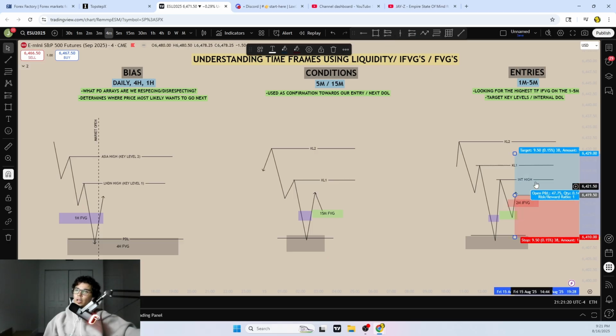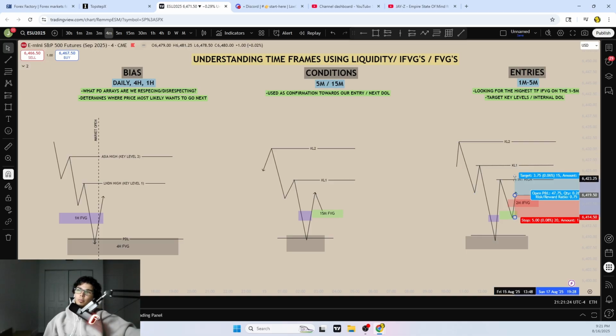Well, we can long that 5 days out the week, stops at the lows inside the fair value gap. Where's our break even point or TP1? It's going to be these internal highs right here. Where's TP2? Can be our key level 1, which is London highs. And then what is TP3? It can be our Asian highs all the way over here, right?